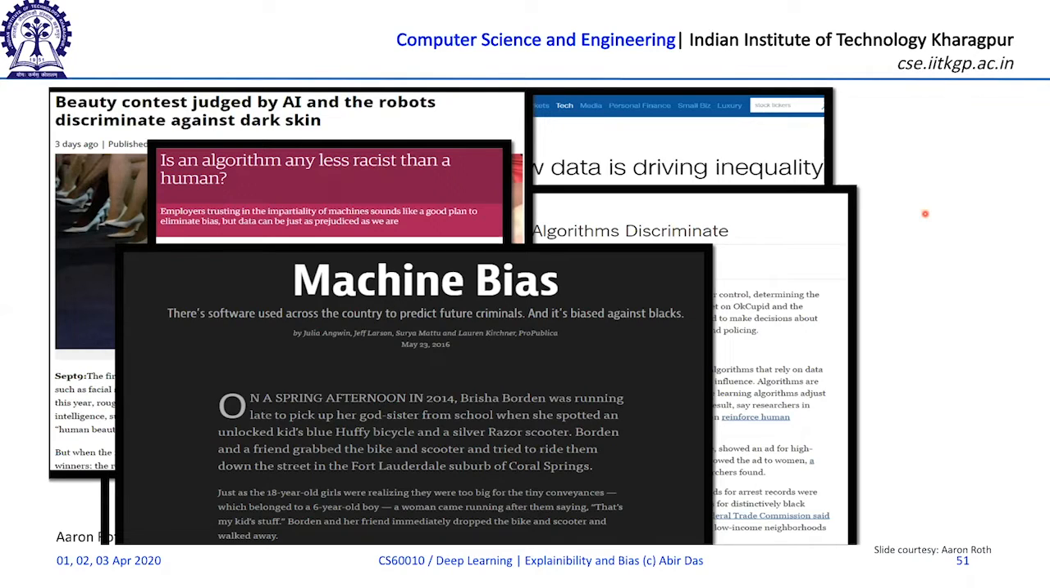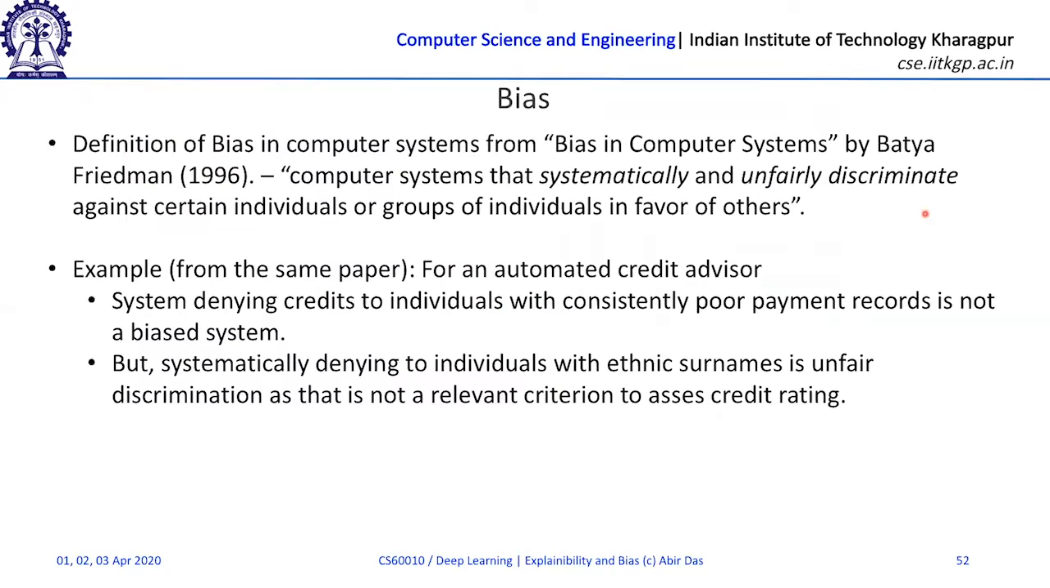Here we will briefly discuss one or two case studies, and then we will jump into one recent work on how to mitigate gender bias in image captioning systems.